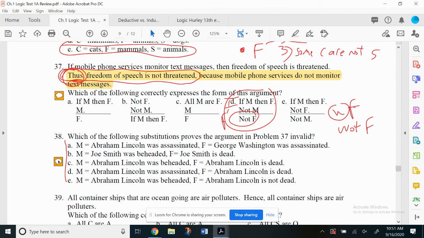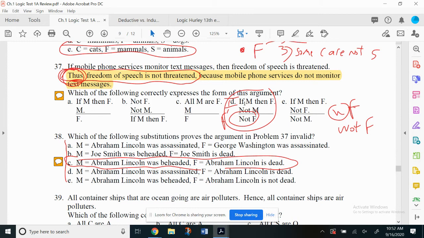C. If you were to substitute this in, so it says not F, right? That's the conclusion. Abraham Lincoln is dead, that's F. Not F: Abraham Lincoln is not dead. Whoa, that's absurdly false. We know he died a long time ago. If we select this one and plug these two into our premises, we'll find out that they're both true and the conclusion is false.